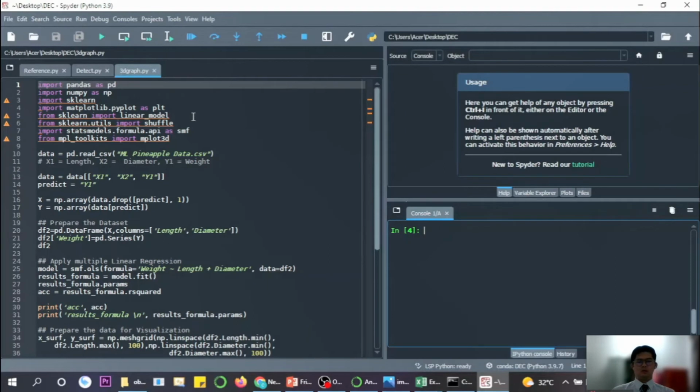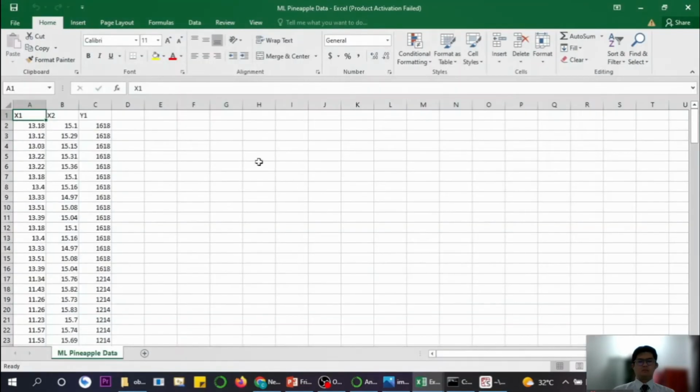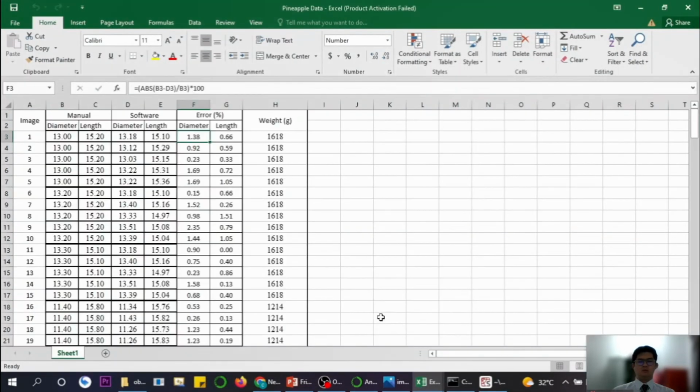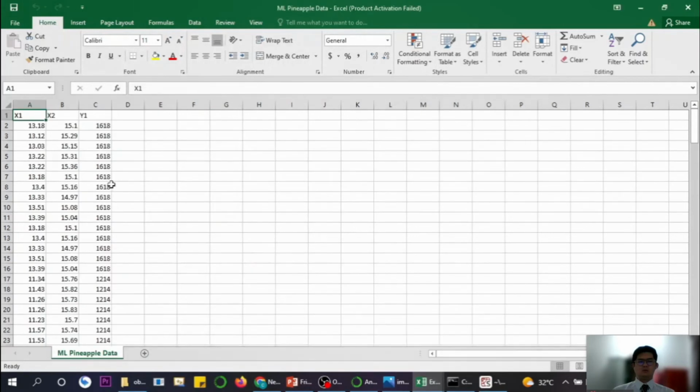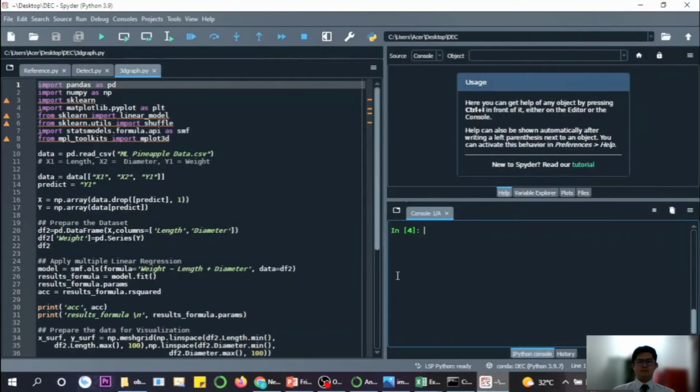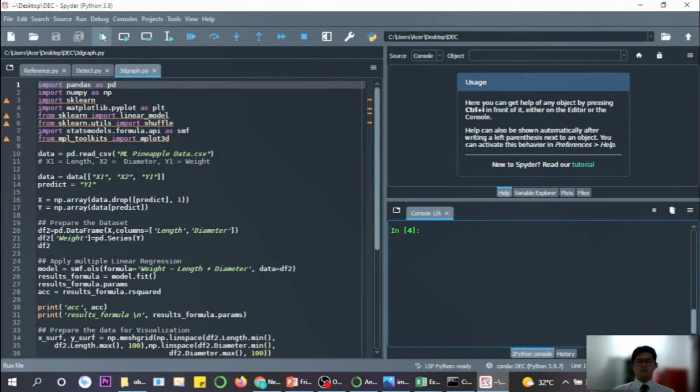The third part is weight prediction using linear regression. We will read the data from the CSV file, which is ML pineapple data.csv. This CSV file holds the data moved over from the predicted diameter, length, and the weight. The x1 will be the predicted diameter, x2 will be the predicted length, and y will be the weight. So we run the code.